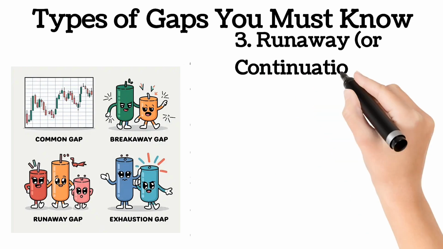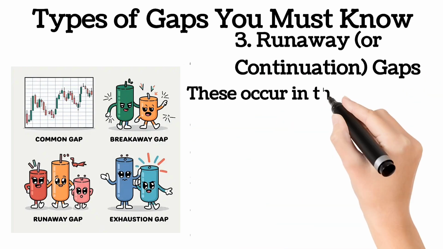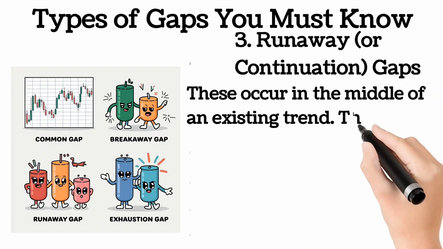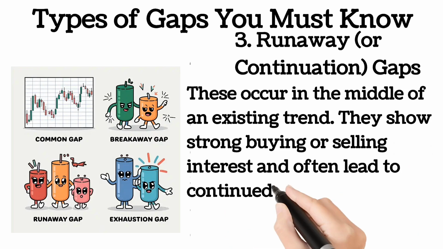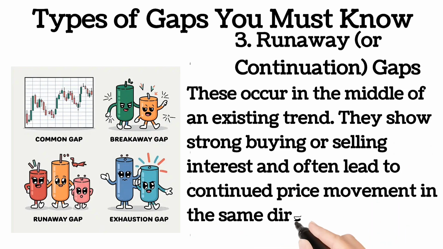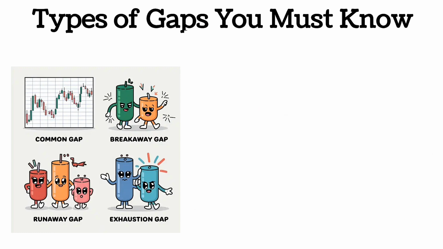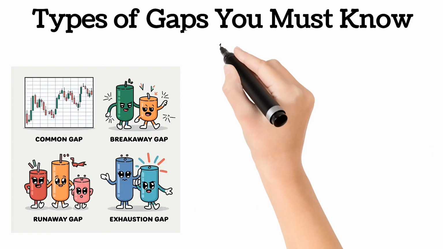3. Runaway, or continuation, gaps. These occur in the middle of an existing trend. They show strong buying or selling interest and often lead to continued price movement in the same direction. Tip: these are great for trend-following strategies.